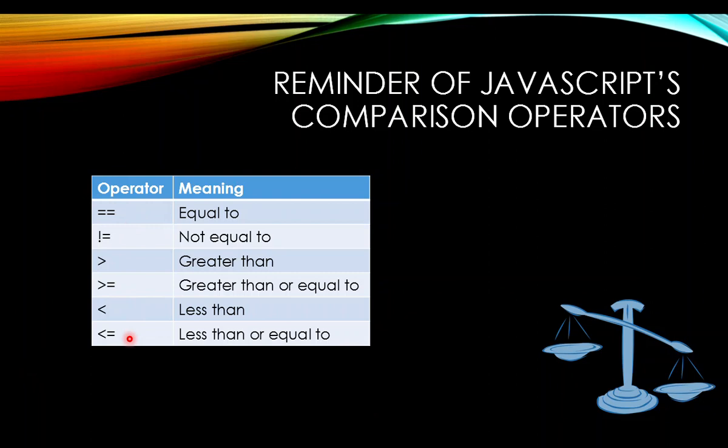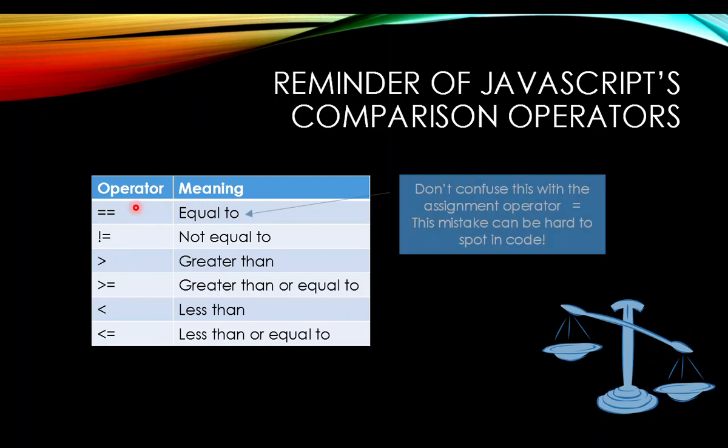The other thing to remember is that when you are comparing to see if two things are the same, you use two equal signs, right? So to compare equality, you use equal equal. Don't confuse that with the assignment operator, right? The assignment operator is a single equal sign. I'm sorry that they look a little bit the same, but we've got to learn the difference between the two. That's hard to spot in code, right? If you make that mistake in code, it's going to be a little bit hard to see. So don't confuse those two things.